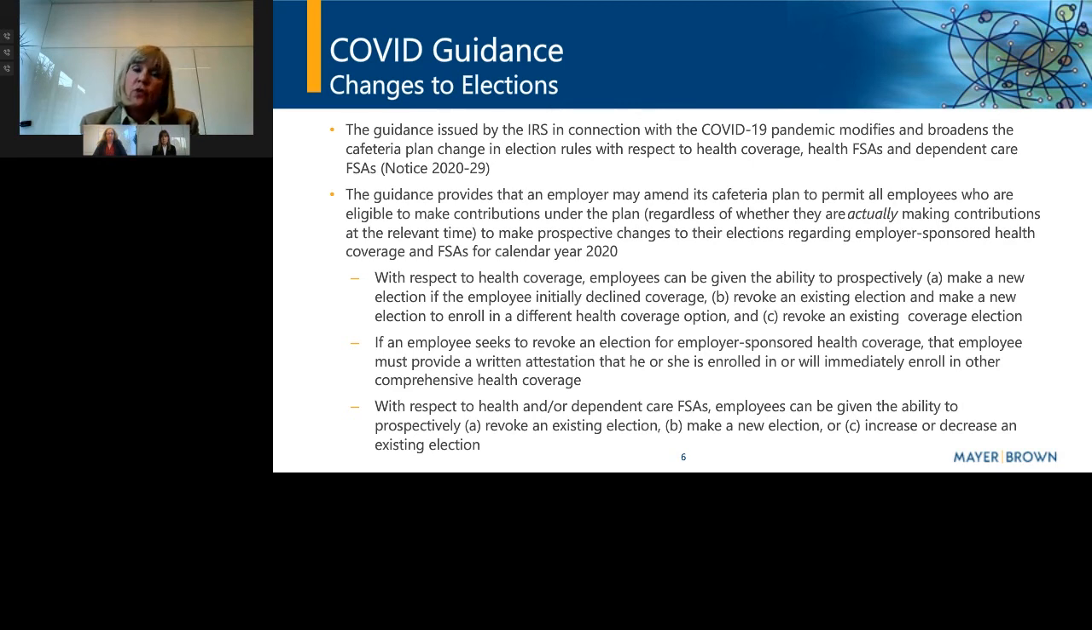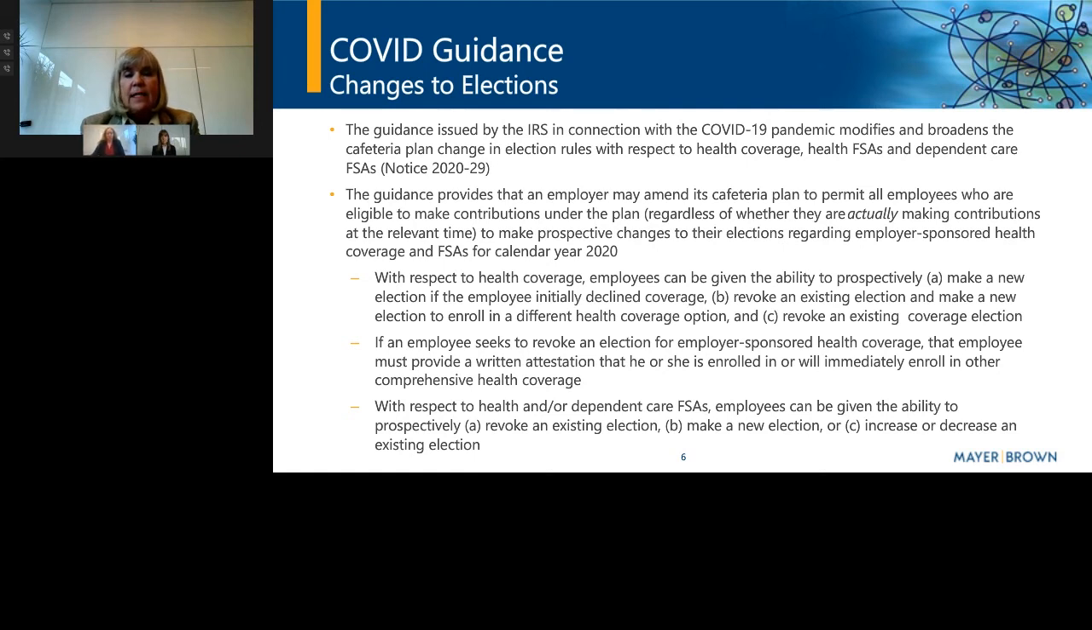So we're well into 2020, and under the usual rules, we would not be able to change those elections, but for a change in status. With respect to health coverage, employees can be given the ability to make a new coverage election if they initially declined coverage, revoke an existing election and make a new election, so change your option, for example, from a PPO to an HMO or a higher level of PPO, et cetera, and revoke an existing coverage election. If the employee is going to revoke an existing coverage election, however, they have to attest to having comprehensive health coverage or agree to immediately obtain such coverage. And the IRS issued a model attestation that the employer can rely on and the employee can use to provide that information to the employer.